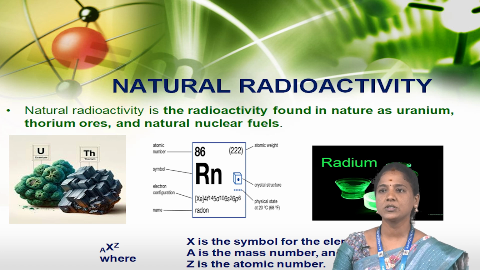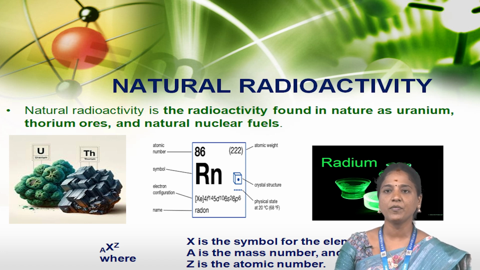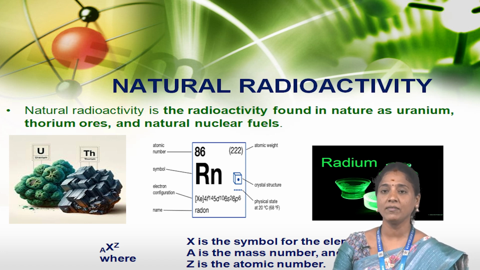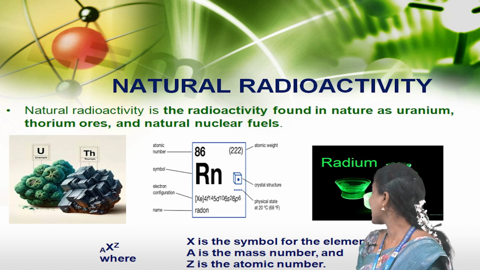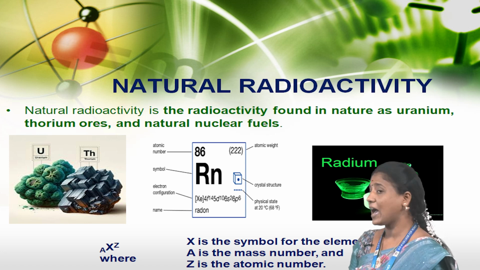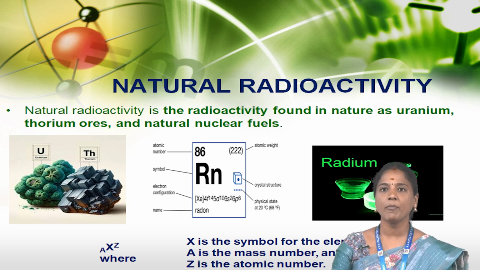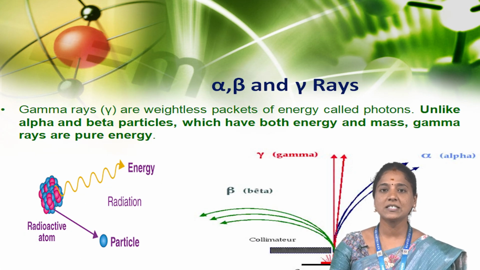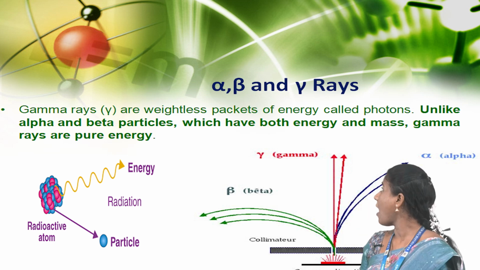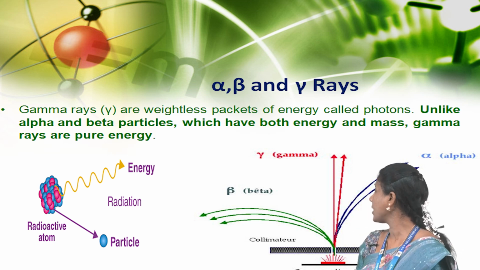We often use the term nucleus and identify it with the notation, a formula of X with A and Z, where X is the symbol for the element, A is the mass number and Z is the atomic number. Okay, next one is a very important topic: alpha, beta and gamma rays.